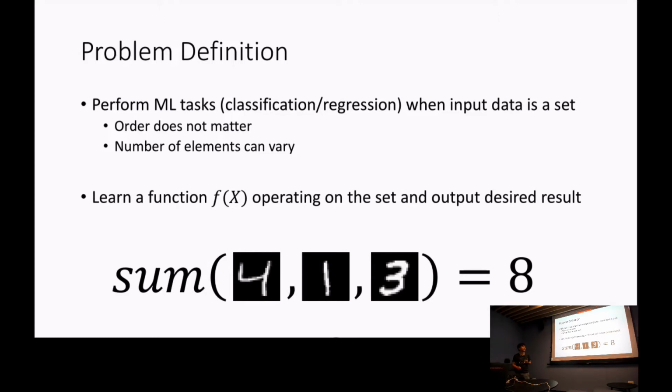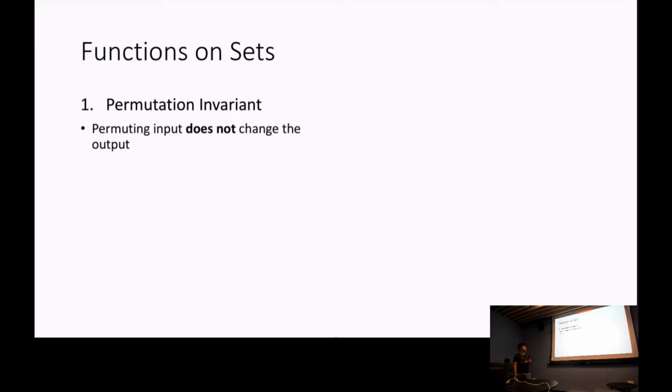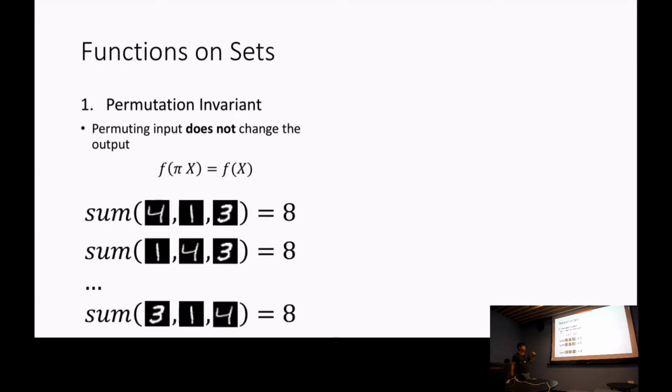In order to do so, they derive the characteristics of functions that operate on set data. There are two main properties that they want to capture when they learn a function. The first one is permutation invariance. Permutation invariant means that when we permute the input, the output doesn't change. This is the definition, where pi is a permutation. You permute the input x, but you still have the same output. This is one example, as I gave earlier: when you permute the input images, you still have the same output.